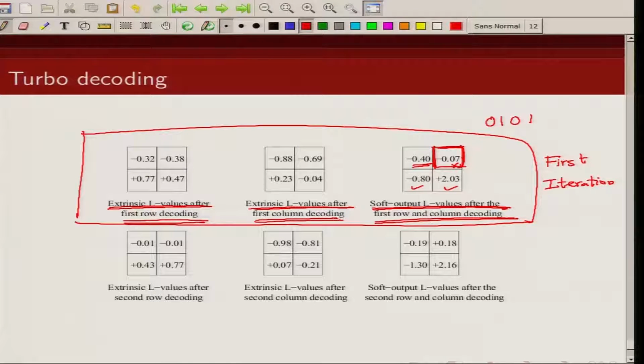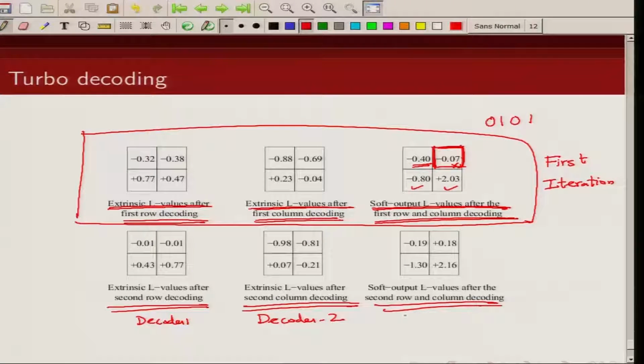Now, what about the second iteration? Again I first compute the extrinsic values. This is after I do decoder 1. This is the extrinsic information after I have done decoder 2, and this is the APP L value after decoder 2. Note here, this was 0, this is 1, this is 0, this is 1. So, after 2 iterations I am able to correct the transmission error.